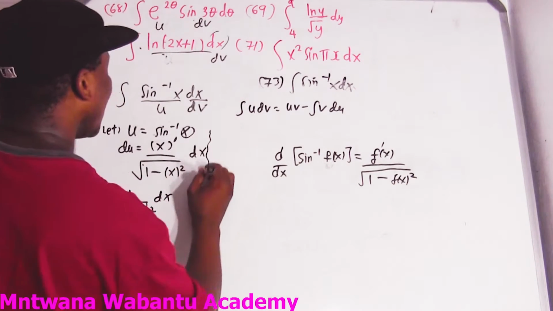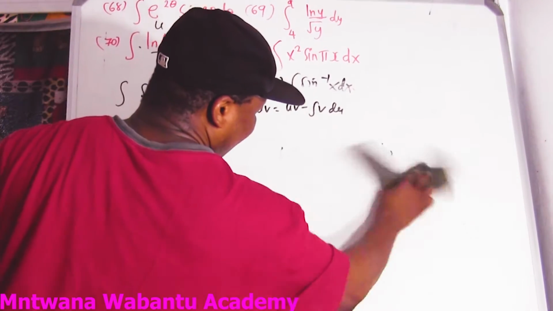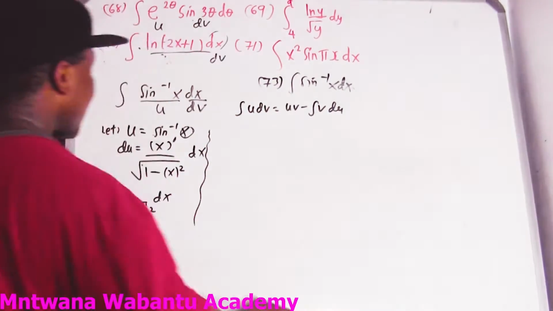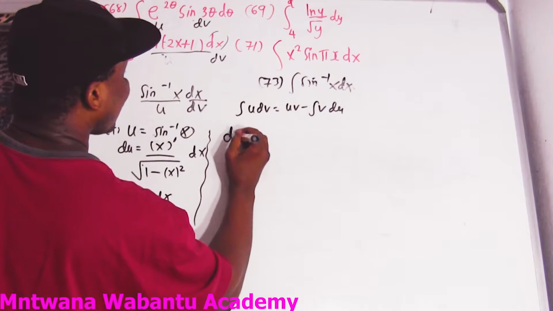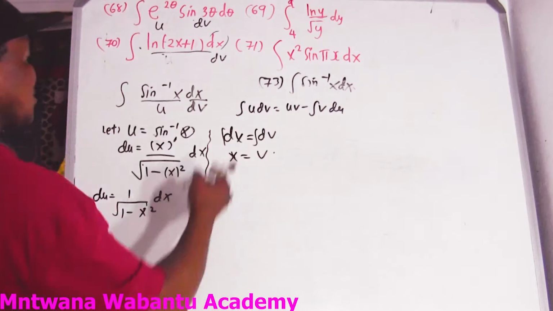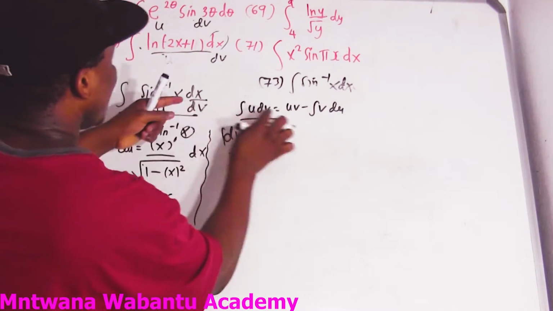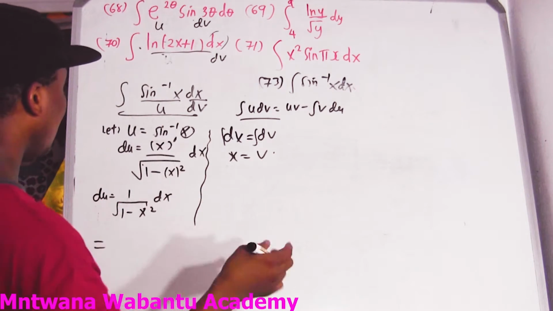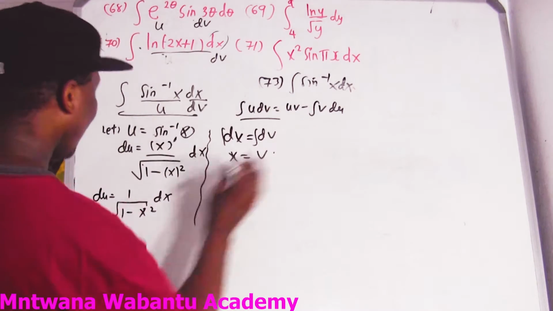Now let's go for dv. We integrate dx equal to dv, so integrating gives v equal to x. Now substitute into the formula: uv. What is u? Our u equals sine inverse, times v equal to x. So rather write x times sine inverse.